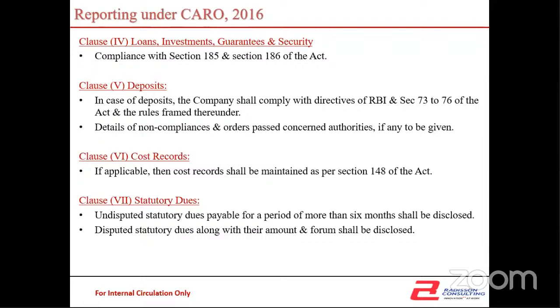In case there are any disputes which the company is fighting in court or under any law, the same is classified as a disputed due. So in case of undisputed due, what an auditor needs to do is check whether any delays are observed during the course of his audit. In case yes, the auditor needs to report the same in his CARO report, in case the delay is more than 6 months from the balance sheet date.